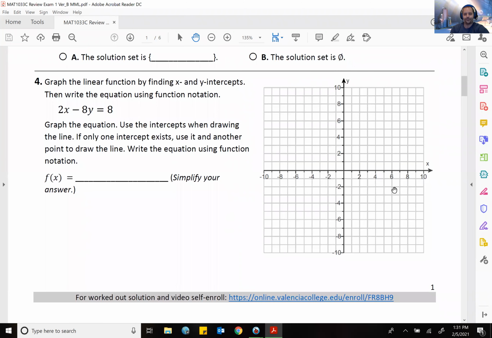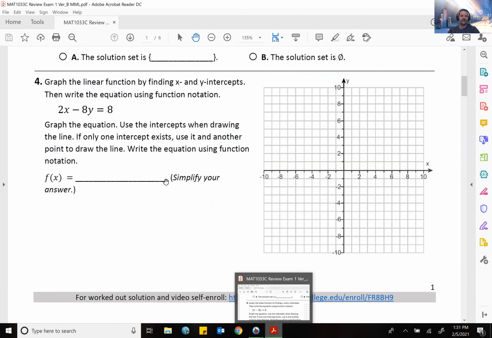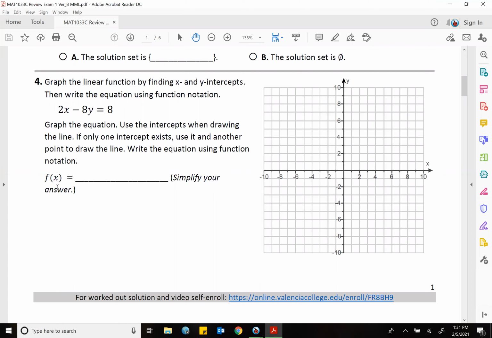All right. So here we're going to graph. But before we can graph, notice it says it wants you to write your equation as a function. All that is saying, remember that f of x, what did I tell you f of x really represents? It's y. All they want you to do is solve this for y. Okay? Solve this for y. So let's do that real quick.